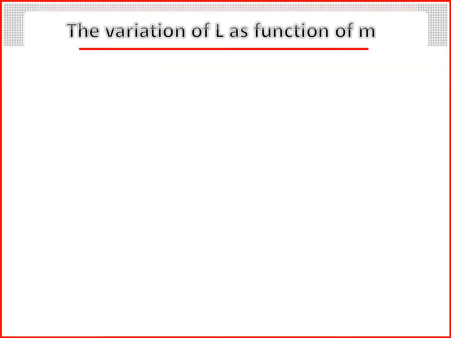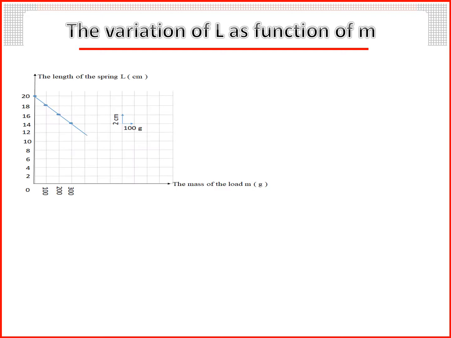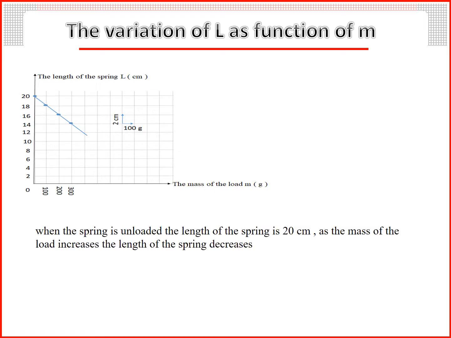The variation of length as function of mass. If we draw a graph, the variation of the length of the spring L in centimeter as function of the mass of the load in gram, then the graph is a decreasing straight line. The intersection between this straight line and the y-axis is L0, or y-intercept is L0. To analyze the graph, when the spring is unloaded, the length of the spring is 20 centimeter. As the mass of the load increases, the length of the spring decreases.